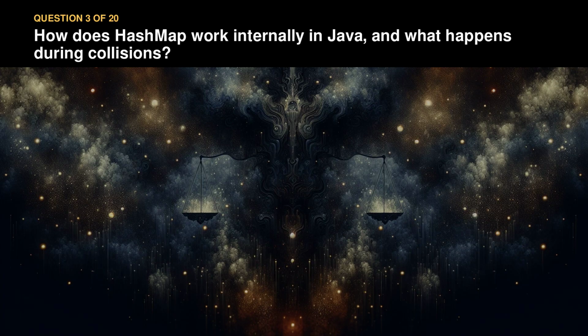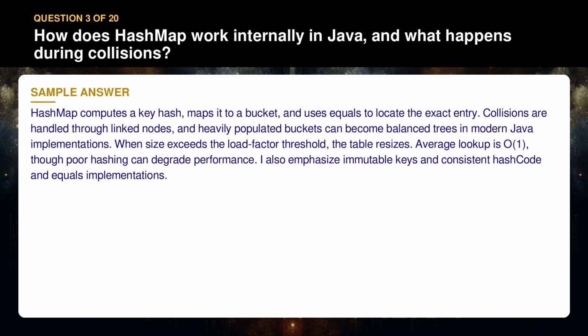Question 3. How does HashMap work internally in Java, and what happens during collisions? HashMap computes a key hash, maps it to a bucket, and uses equals to locate the exact entry. Collisions are handled through linked nodes, and heavily populated buckets can become balanced trees in modern Java implementations. When size exceeds the load factor threshold, the table resizes. Average lookup is O(1), though poor hashing can degrade performance. I also emphasize immutable keys and consistent hashCode and equals implementations.